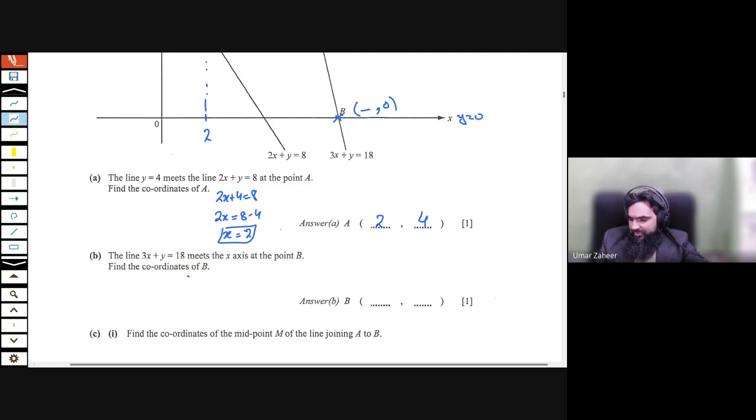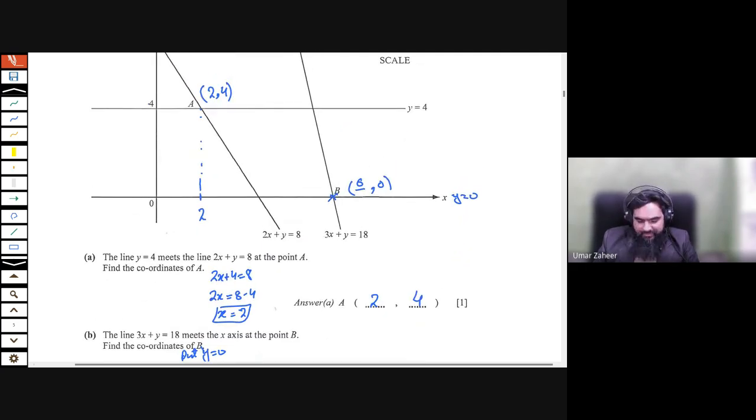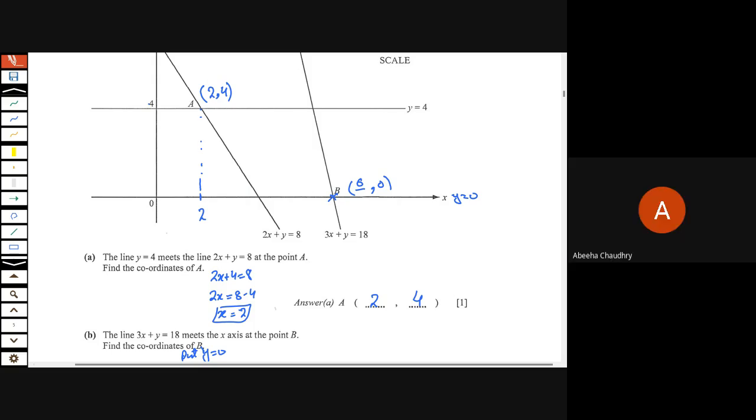Okay, so what we will do, we have to substitute y is equal to 0. So 3x plus 0 is equal to 18. Now 3 is multiplying, on the other side it will be divided. So we'll get x is equal to 6. So the coordinate of the B point is (6, 0). Yes, anyone having a question on how to find the coordinates of A and B? No, sir.